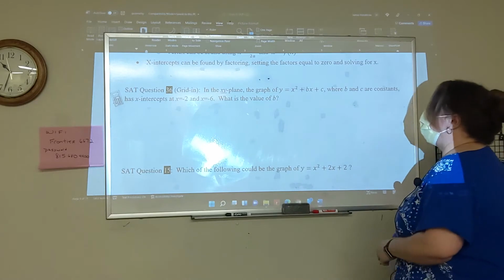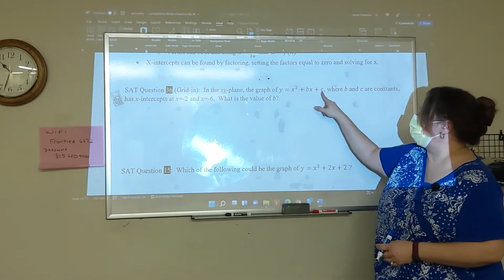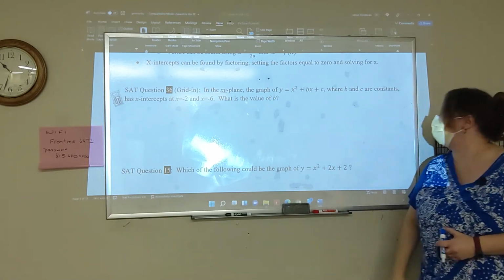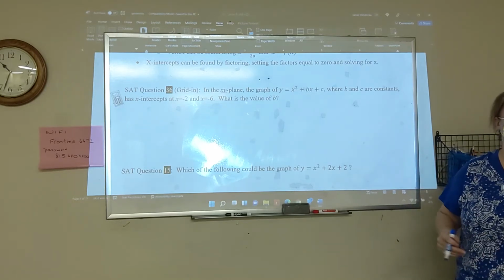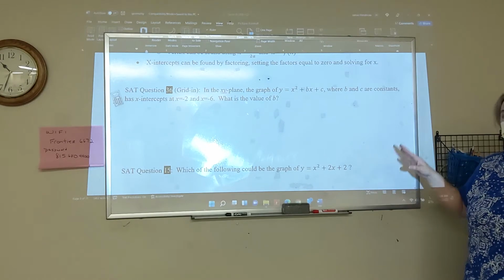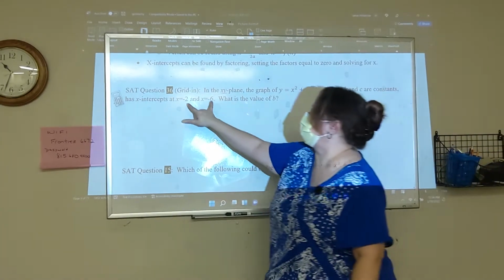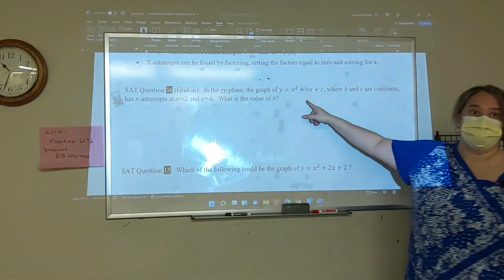In the xy plane, the graph of this lovely parabola with b and c, where b and c are constants, has x-intercepts of -2 and -6. What is the value of b? So here they're actually asking you to go backwards. They're giving you the intercepts, and they're saying, hey, give me the parabola.